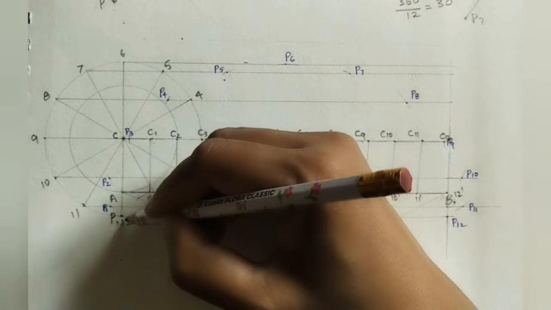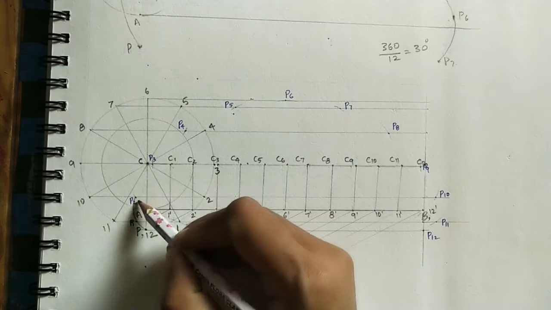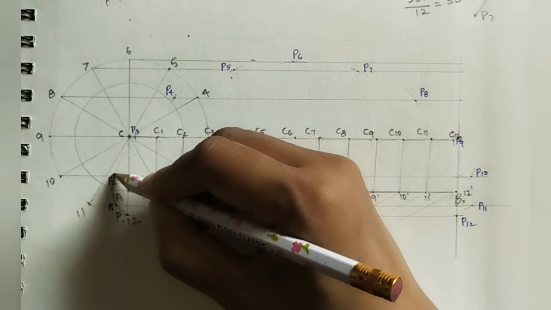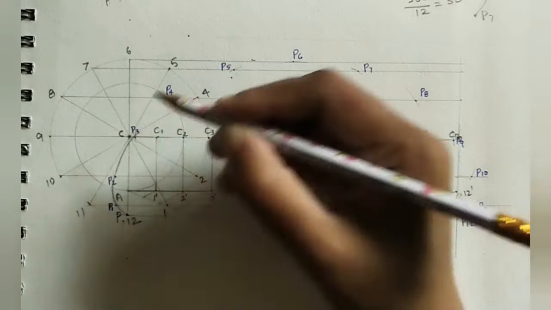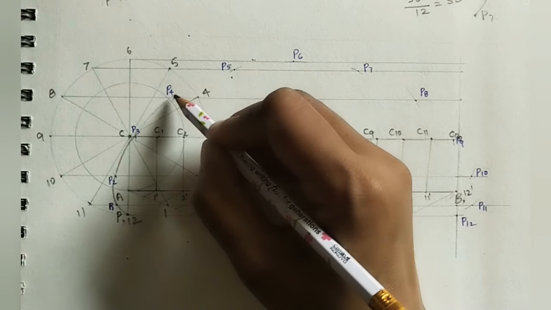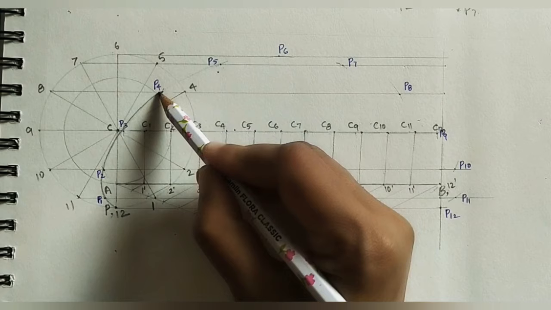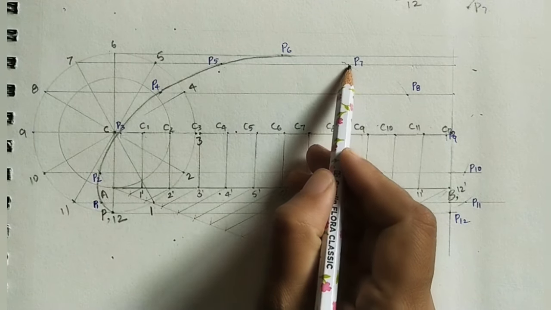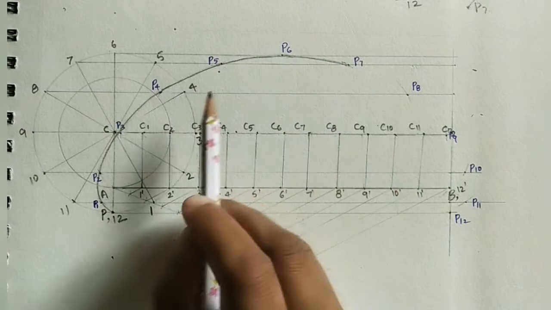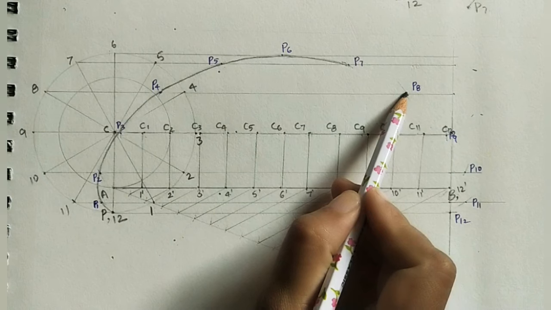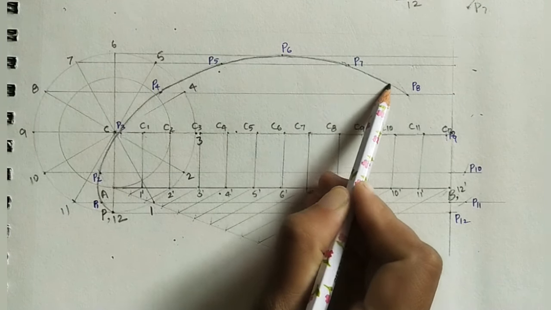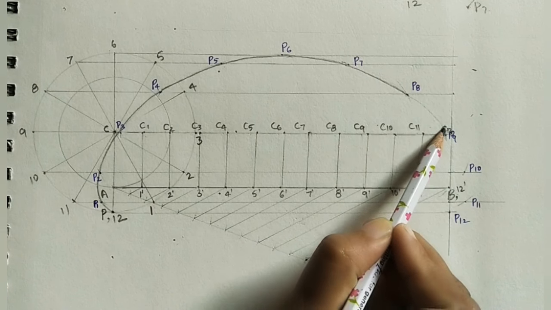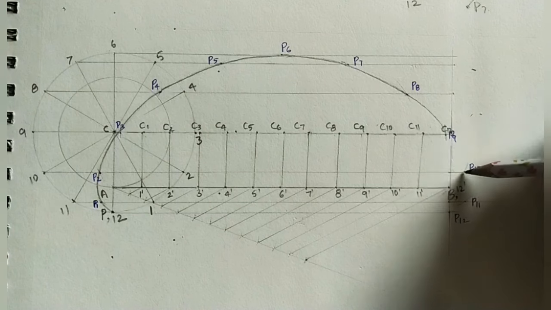So the starting point is P, P to P1, do it with a freehand curve. Join P to P1, P1 to P2, P2 to P3. Now P3 to P4. Join P4 to P5. Join P5 to P6. P6 to P7. P7 to P8. And then P8 to P9. P9 to P10. Here it is outside this line.